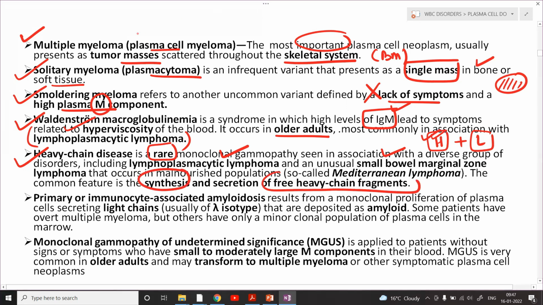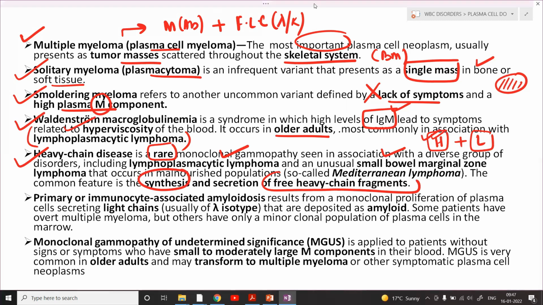Remember, I told you in case of multiple myeloma, either the M component, which is the entire antibody comprising heavy and light chain, or free light chains are produced, which might be lambda or kappa only. So normally heavy chains are not found in multiple myeloma. If the tumor is just secreting the heavy chain, in that case we call it heavy chain disease, and it is a rare condition. It is not a normal condition.